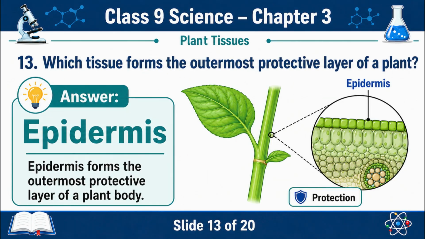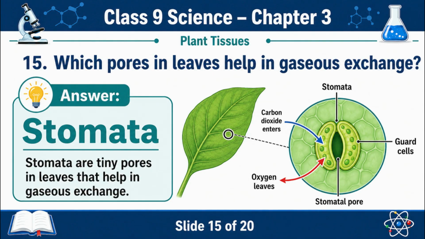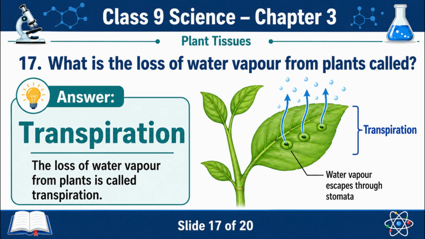Differentiation. Which tissue forms the outermost protective layer of a plant? Epidermis. What is the waxy layer on the epidermis called? Cuticle. Which pores in leaves help in gaseous exchange? Stomata. What are the hair-like projections of root epidermis called? Root hair. What is the loss of water vapor from plants called?